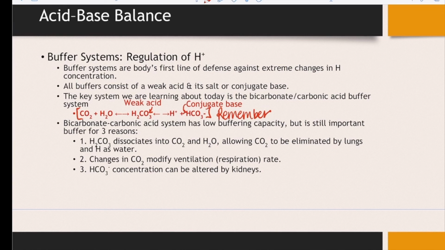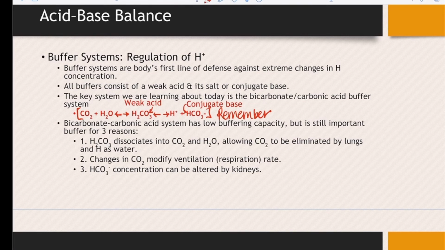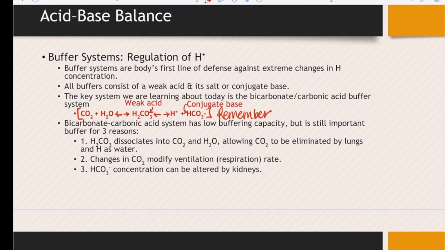And this buffer system is important for 3 reasons. You can see that the equation has these double arrows that are able to go both directions. And that means the body can move this equation in either direction depending on what it needs. One thing that H2CO3, as the weak acid, can do is dissociate into carbon dioxide and H2O. And that allows us to breathe off some of that acid, right? So we are able to breathe off CO2 as well as the protons that come along with it as water.